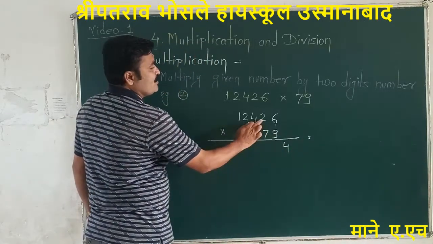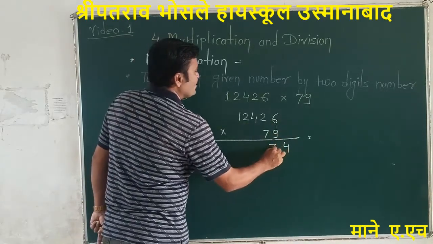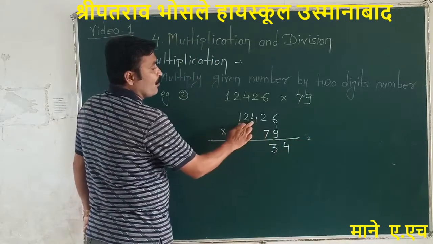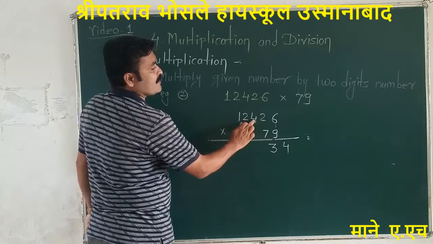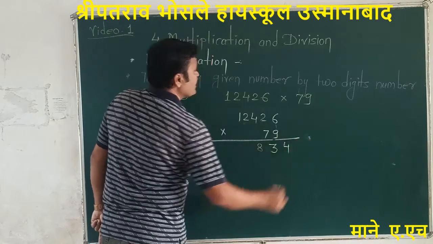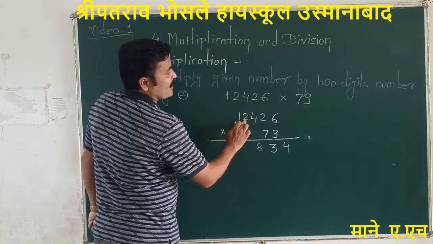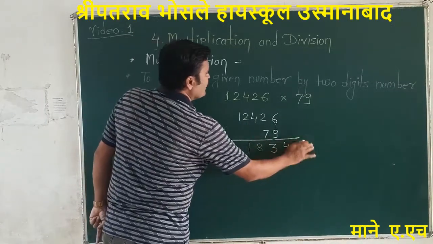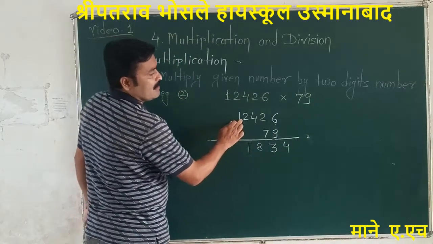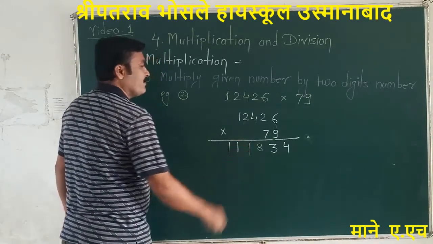Next multiply 9 into 2, 9 2s are 18, 18 plus 5, 23, write here 3, 2 taken as carry. 9 into 4, 9 4s are 36, 36 plus 2, 38, write here 8, 3 taken as carry. Thereafter 9 into 2, 9 2s are 18, 18 plus 3, 21, write here 1, 2 taken as carry. 9 into 1, 9 1s are 9, 9 plus 2, 11. This is the multiplication done by 9.